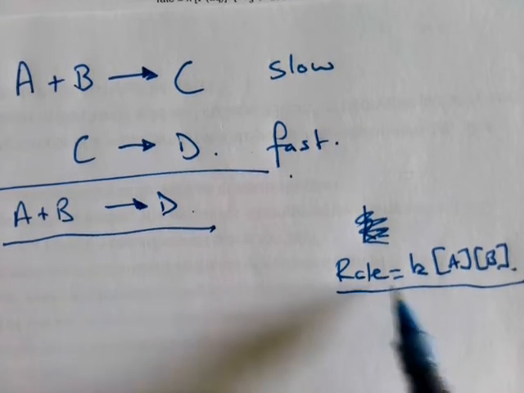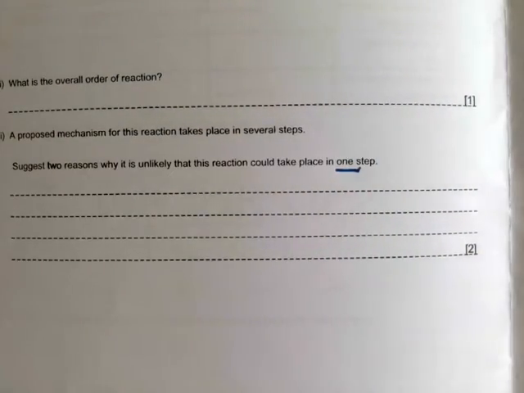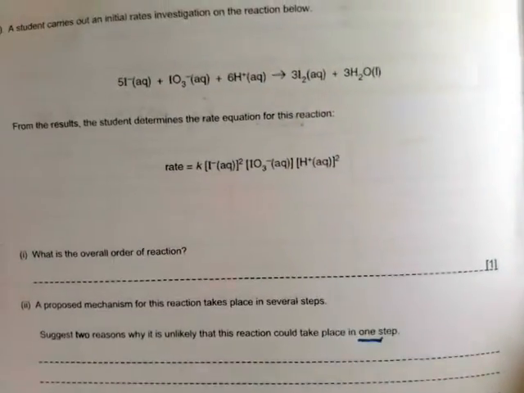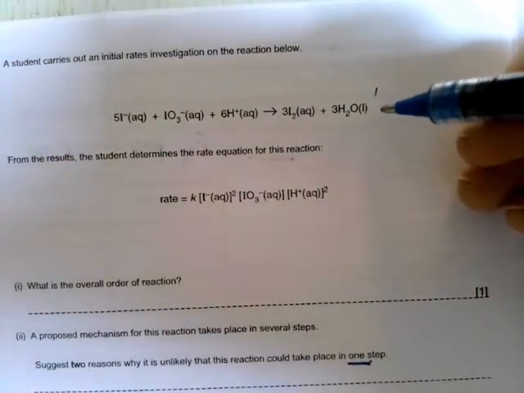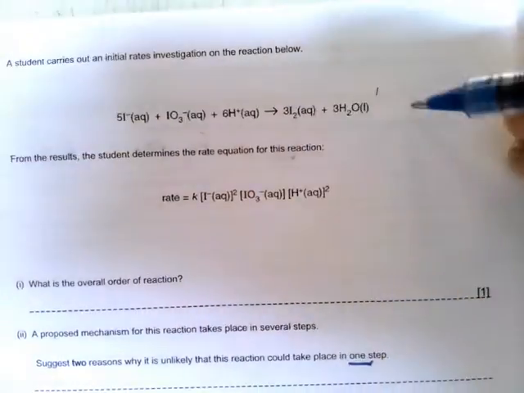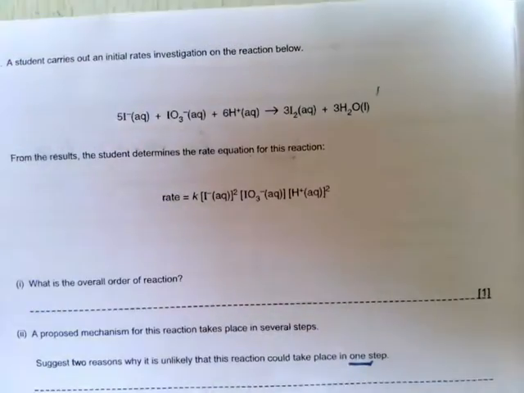Okay, because the rate equation must match the slow step, and if there's only one step, that step must be the slow step. So if we look at our example, if this reaction only took place in one step, this would be the equation of that step. This would be our slow rate determining step.